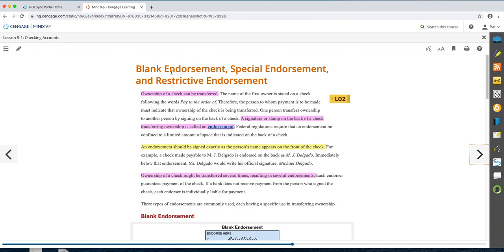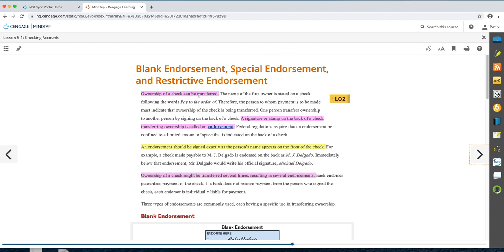Endorsements. There are 3 different types of endorsements. A blank endorsement is just a normal endorsement we'll get to. Special endorsement is signing a check over. Let's say somebody wrote me a check and I wanted to give it to you. I'd say pay to the order of, and I would put your name, and then I'd sign it. So I would transfer that ownership.